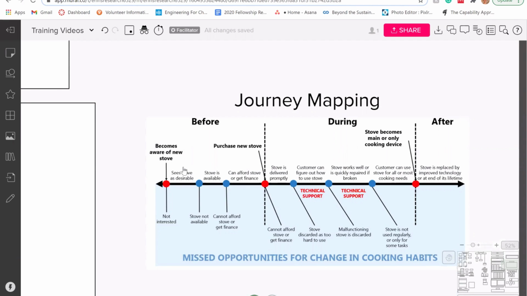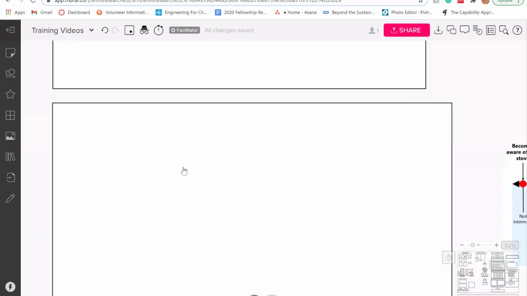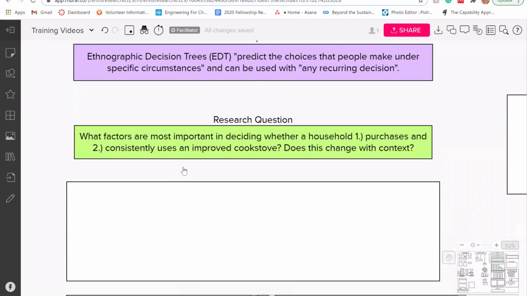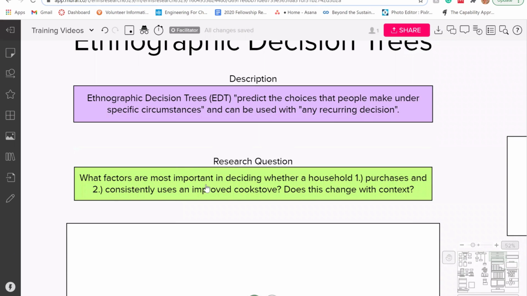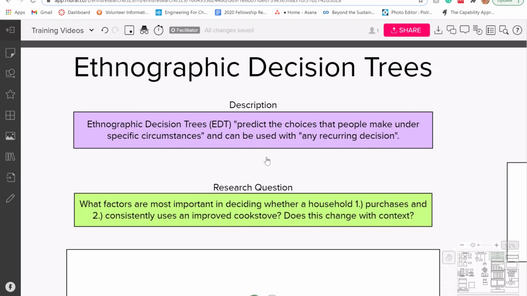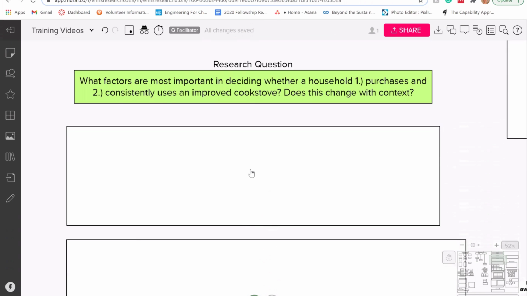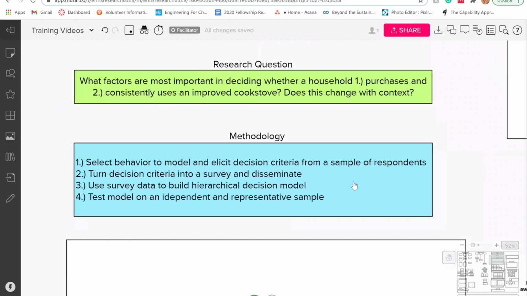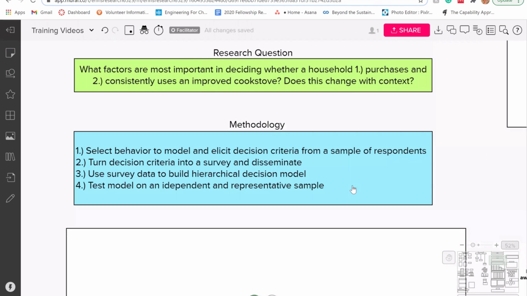The second part of the research question, looking at factors influencing the use of improved cook stoves, is a recurring behavior though, and so that can be used with ethnographic decision trees and will be the focus of the rest of this video. So the general steps that are used to create ethnographic decision trees are first selecting a behavior to model, which in this case is cook stove use, and elicit decision criteria from a sample of respondents. Next, the criteria are turned into a survey and disseminated to a representative sample of people. So this would be across the different contexts.